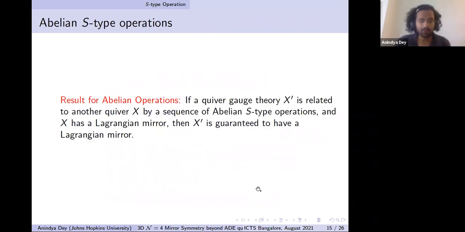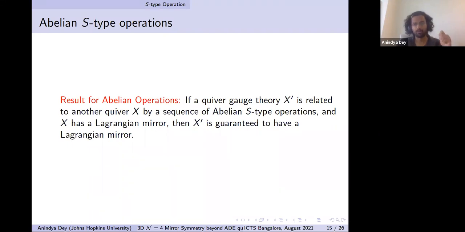Okay, so now I'm going to focus on a very special case of these S-type operations, which is the case of Abelian operations. Now, note that these Abelian operations are not the S operation of Witten, because although it involves gauging a U1, it could also potentially involve the flavoring and the identification operations, which were not part of Witten's construction. So Abelian operations mean that you can do whatever identification and flavoring you want to do, but at the end you gauge only a U1 global symmetry.